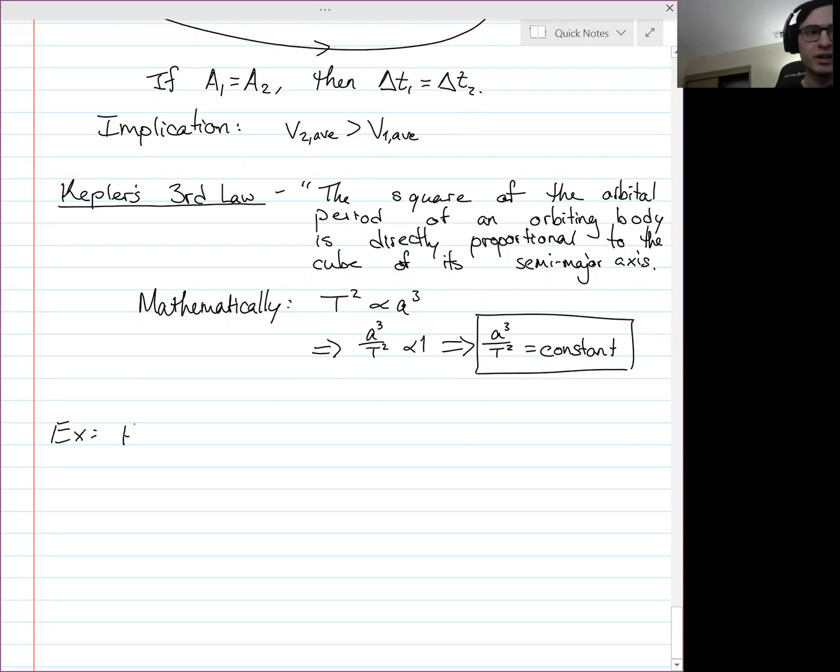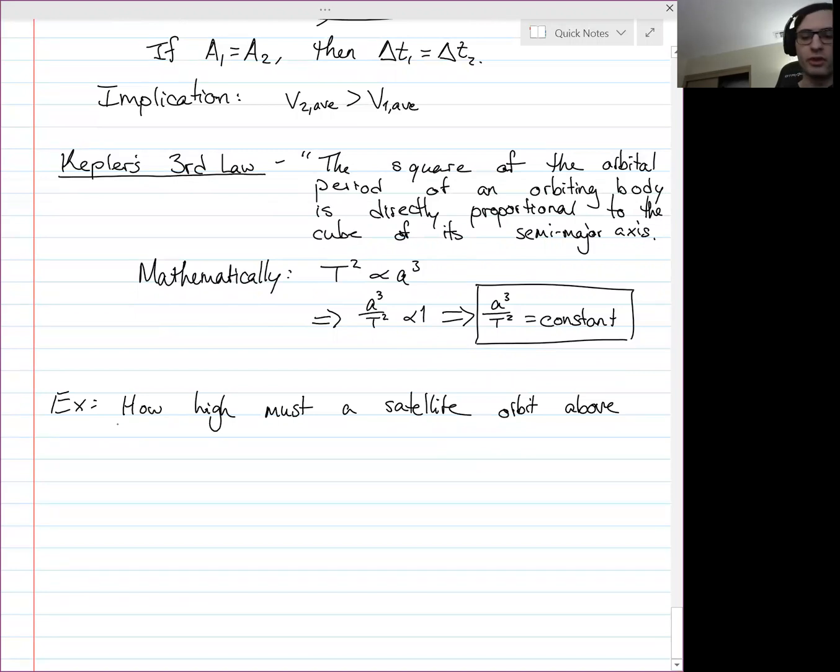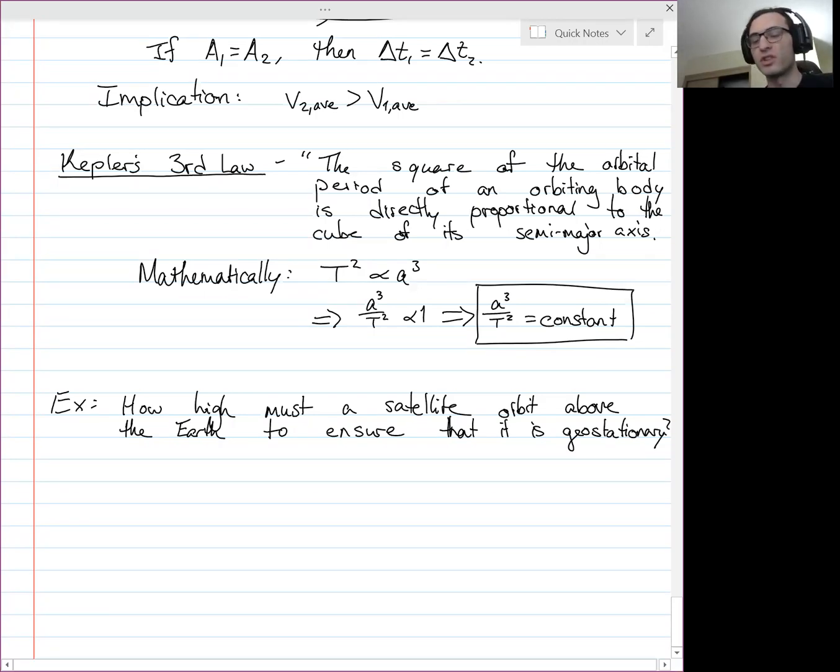So one might ask, how high must a satellite orbit above the Earth? And we're going to assume everything is a circular orbit because it just makes our calculations easier. How high must it orbit above the Earth to ensure that it is always above the same position on Earth, to ensure that it is geostationary, which is the technical term. What it means for a satellite to be geostationary, to always be above the same point on the Earth, is that it takes exactly 24 hours, or exactly 1 full day, for the satellite to orbit the Earth.